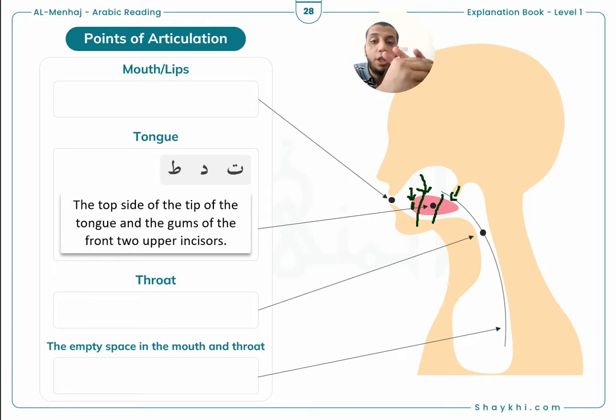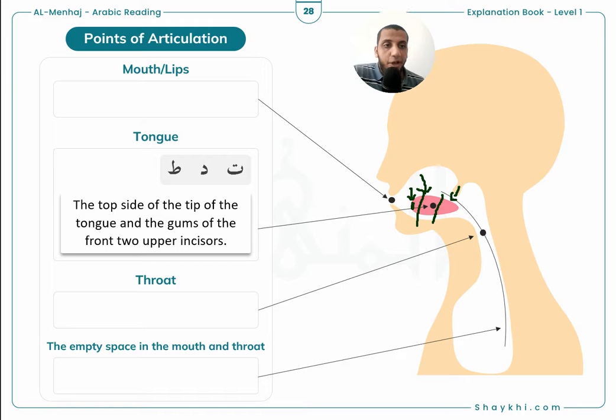So these three letters have the same point of articulation, which is the top side of the tip of the tongue touching the gums of the front two upper incisors. So the question arises now, what is the difference between them?